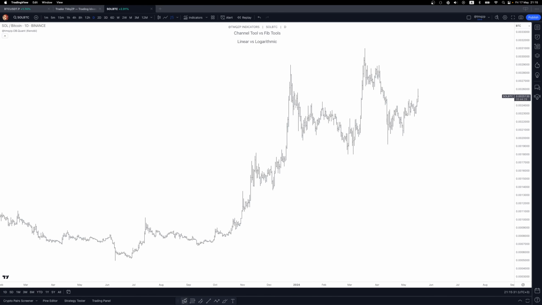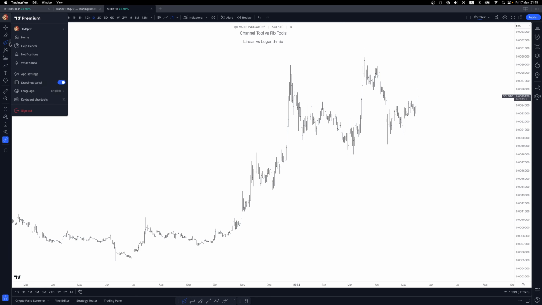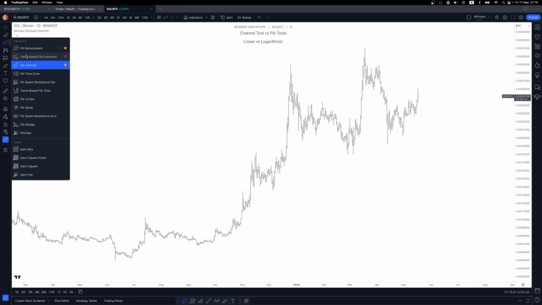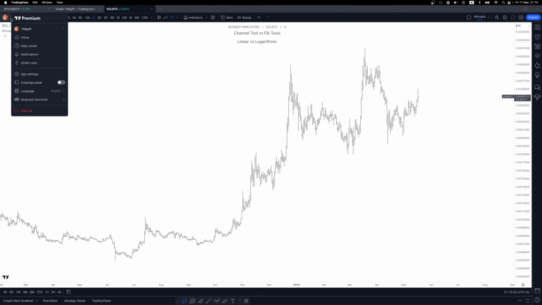We'll do the same thing, but this time with the Fib channel tool. It's this one. You can find it in your drawing panel, on the third row next to the Fib retracement. You have the Fib extension and Fib channel. These are the two that I mainly use. You can see them here. I favorited them. Let's hide this so we have more real estate.